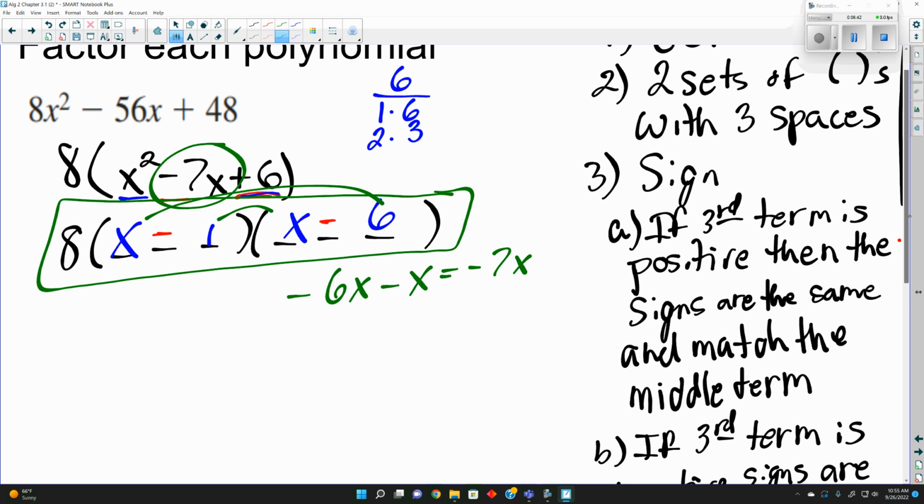And these steps here work for any three-termed polynomial expression. Because especially with quadratics, these work quite well. Even if the 48, the third term, had a variable with it, it still would work the same.